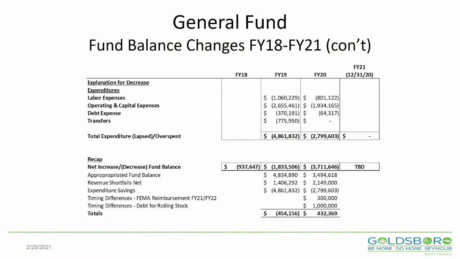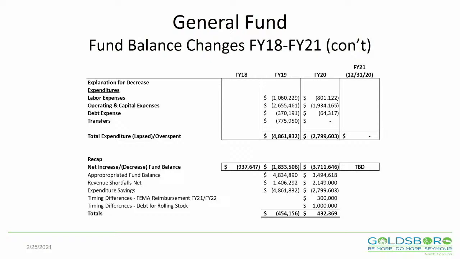And then the other would be expenditures. And actually, when you look at 19 and 20, over what got budgeted and what got spent, the negatives are actually surpluses, they're lapsed, which means that the departments had more money to spend, but they actually spent, in 19, $4.8 million, and then in 20, almost $2.8 million less than what they got budgeted.